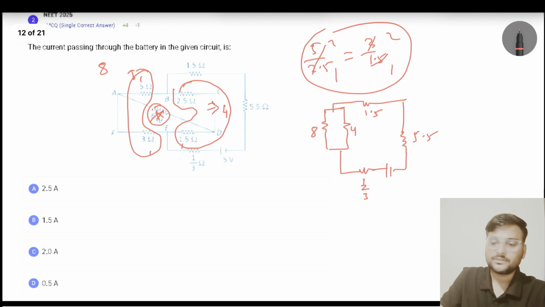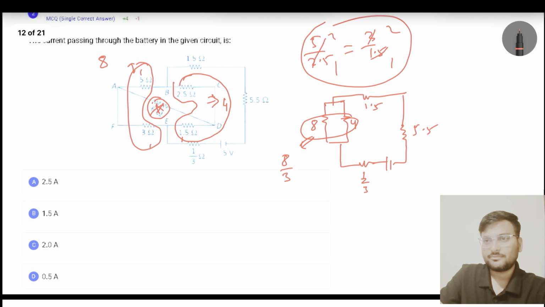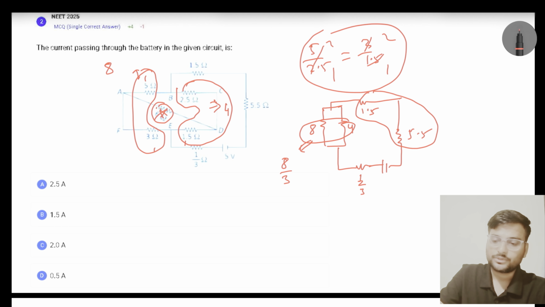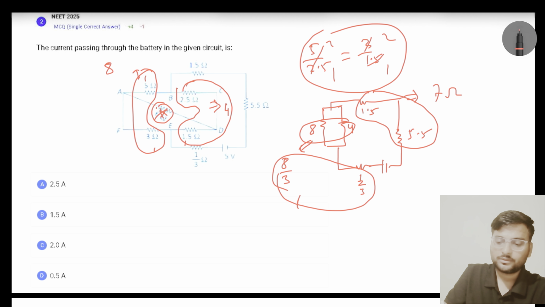So now we can easily solve this. Whenever you solve this parallel form, this is 8 by 3. Whenever we solve all the equations, and you solve these two, this becomes 7 ohm, and this 8 by 3 plus 9 by 3 becomes 3 when you solve these two. So what is 3 and 7, children? Your total resistance comes out, that is 10 ohm.